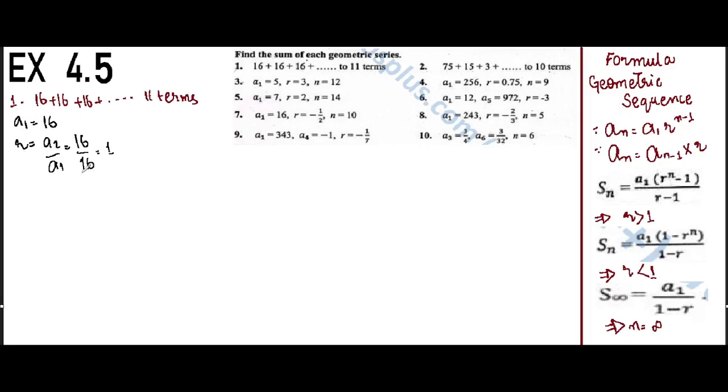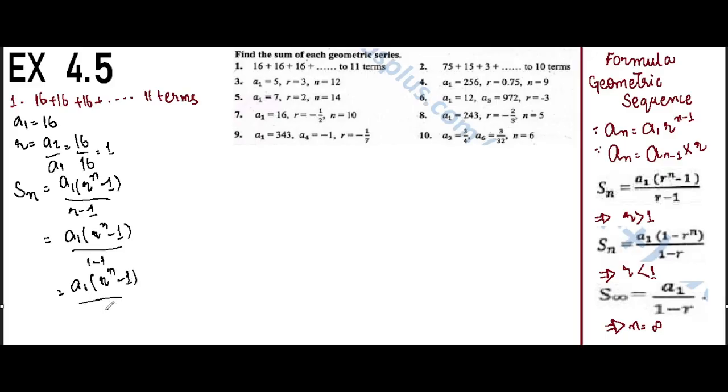So when r is equal to 1, it cannot, let's write the formula first. Sn equals a1 into r raised to the power n minus 1 whole divided by r minus 1. So it equals a1 into r raised to the power n minus 1 whole divided by 1 minus 1, which equals a1 into r raised to the power n minus 1 whole divided by 0. So it equals infinity.